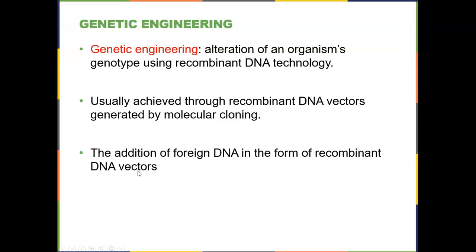So remember, a recombinant DNA vector means we've taken a bacteria, a plasmid, or a virus, and we have added in a piece of DNA that's of interest to us that we want to make more copies of. So say we have a specific piece of DNA which we want to add into another organism to increase or improve that organism.